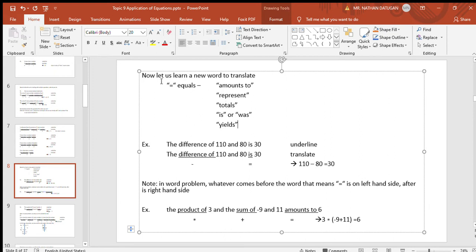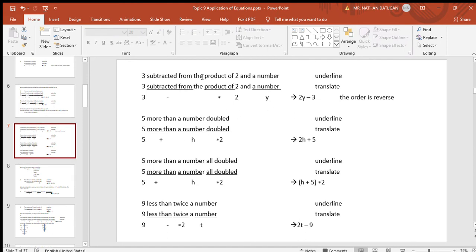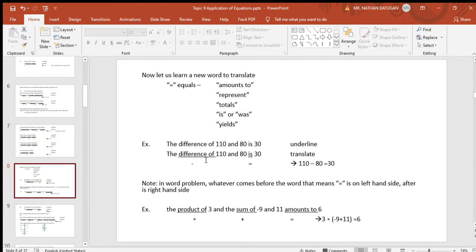So how do we translate it? Well, let's do something easy for us. Let's do something easier. Okay, so we have the difference of 110 and 80 is 30. Now, that's a complete sentence, right? Unlike the previous ones, which were fragments in English, this one is a complete sentence. When we have a complete sentence, basically you're doing an equation, okay?